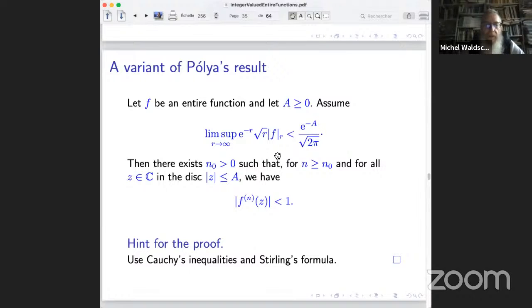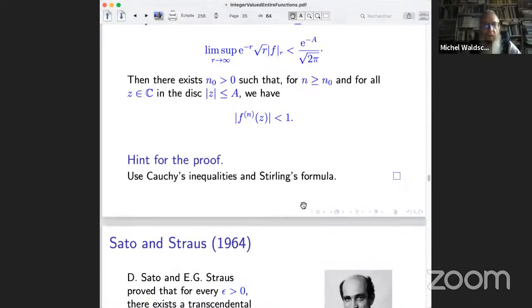And the result is that there exists an n0, which depends on a and f, such that for n greater than or equal to n0, and for all z in the disk modulus z less than a, we have fn of z less than 1. And so the connection with Polya is that if fn of z is an integer for some values of n, then this value has to be 0. We replace integer values by 0. And this is very convenient. So I will come back to this variant of Polya's result later.